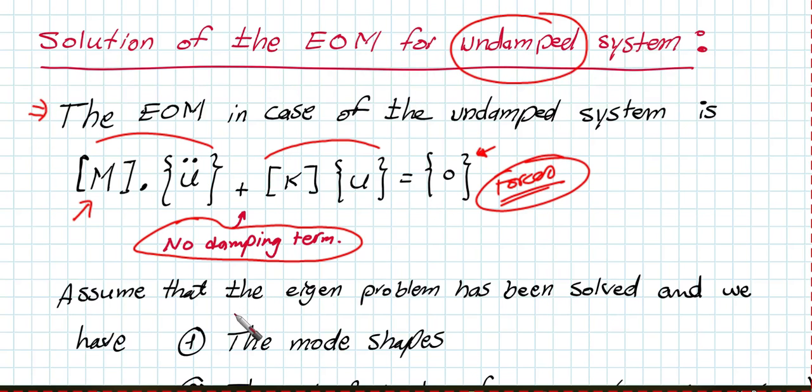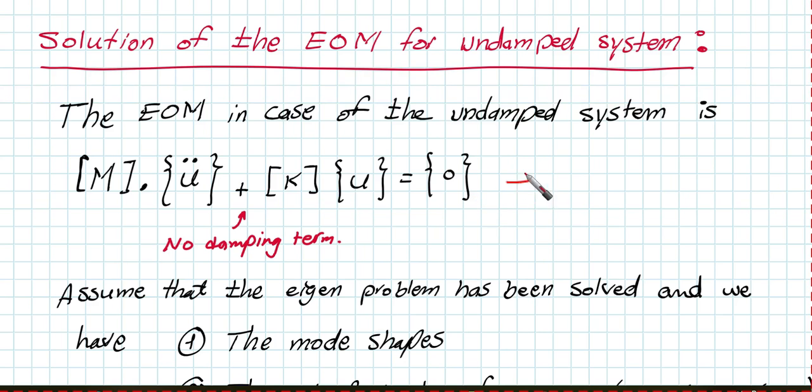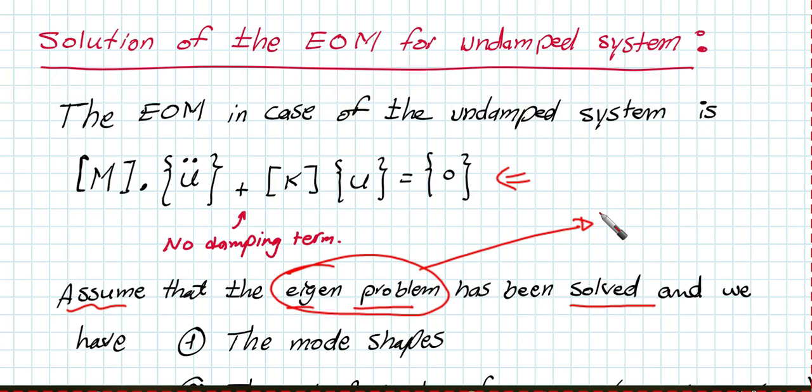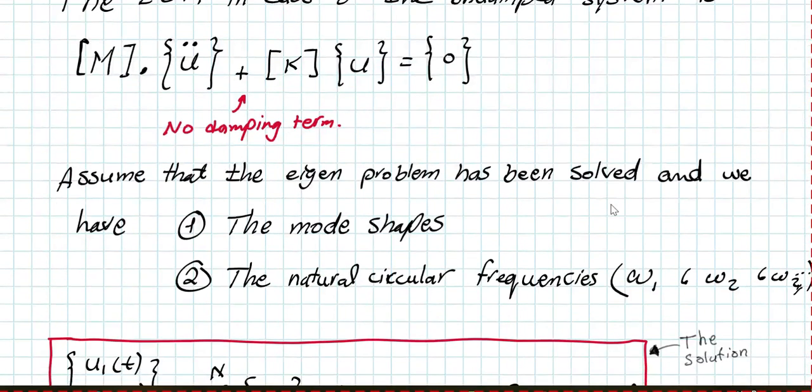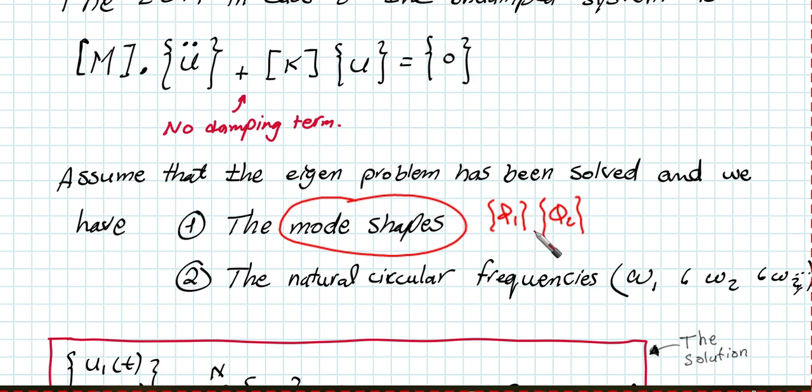First of all, in order to solve this equation, we need to make some assumptions. We need to assume that the eigenproblem has been solved. What is the meaning of the eigenproblem here? It means that the mode shapes are already known. So we know phi 1, phi 2, phi 3, which are the mode shapes that come out from the eigenproblem solution.